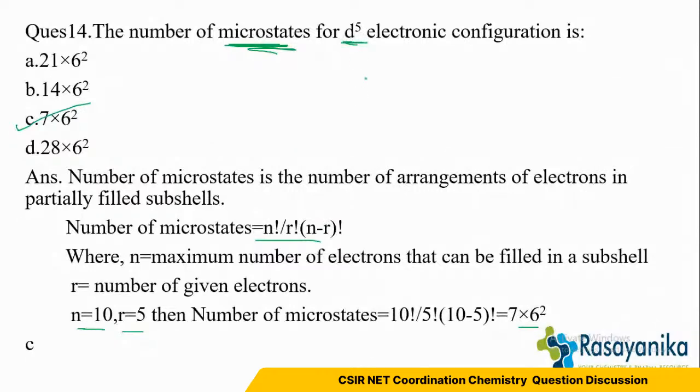And when the term is given, it is different. Suppose a 3D term is given, then the microstate formula becomes different. That is a different case. When the electronic configuration is given, it is this formula that we have to use.